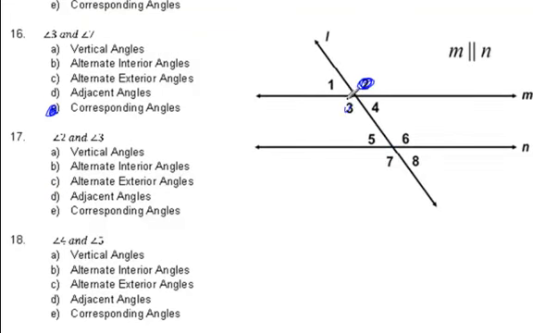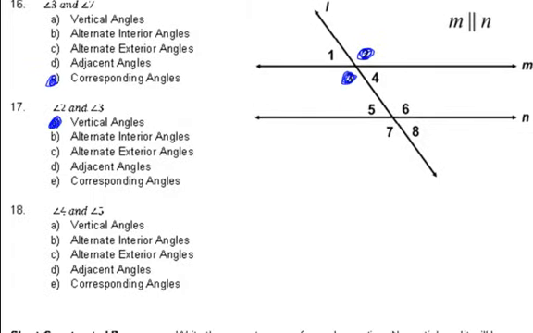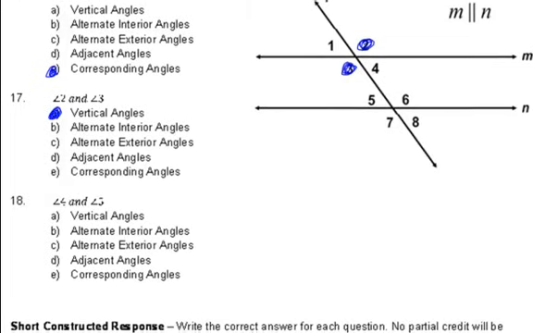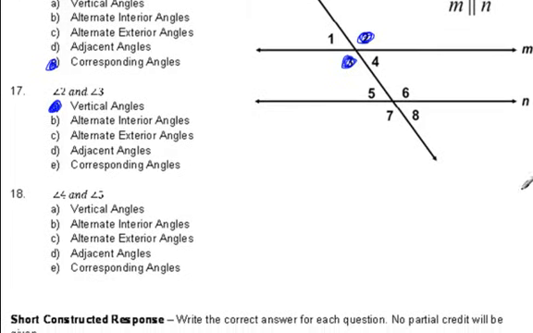Okay, and finally, 2 and 3. You know that. Vertical. All right, vertical angles. They're across from each other. All right, and then lastly, angles 4 and 5. Okay, so what are those? Not vertical. What's alternate? Remember, alternate means they cross the transversal, and they're on the inside. Yes, that's what they are. Good.